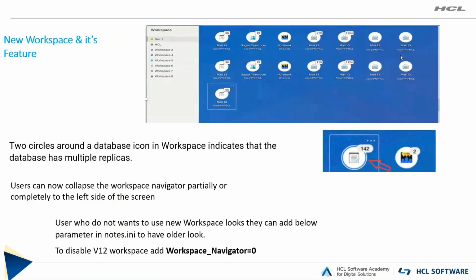Hello, in this video we are going to see Notes V12 Workspace and its features. You will find two pics on this slide, where the first pic shows you a complete new look for the Workspace page. In the second pic you will find the icon, the two circles around the database icon in Workspace, that indicate the database has multiple replicas. Users can now collapse the Workspace navigator partially or completely.